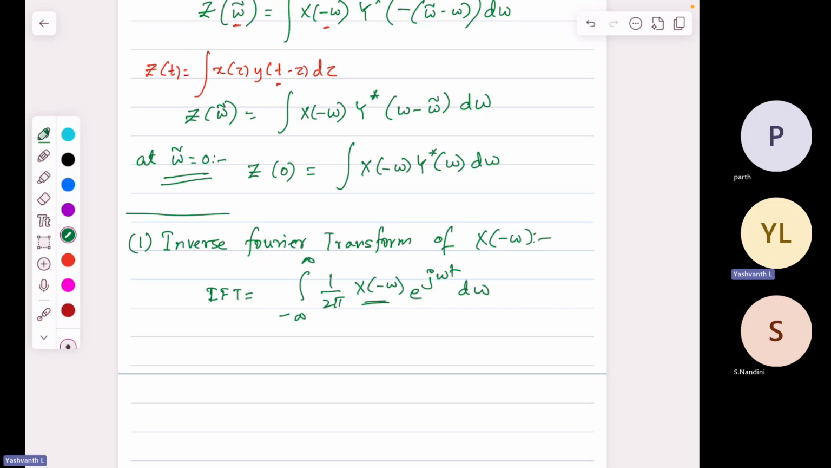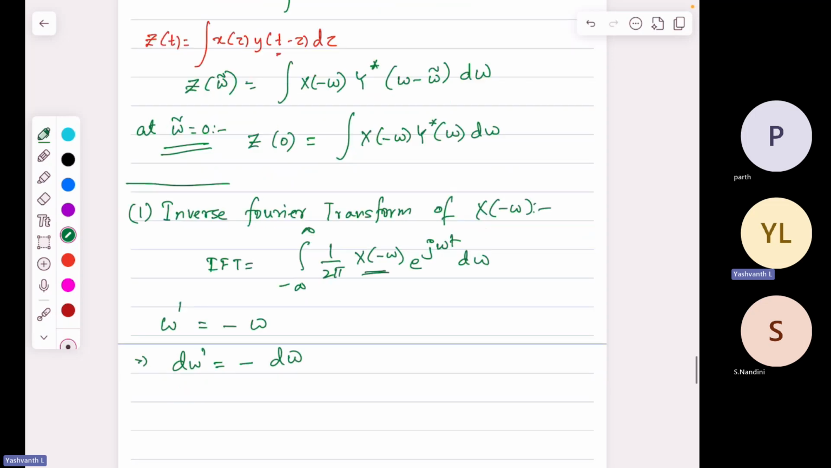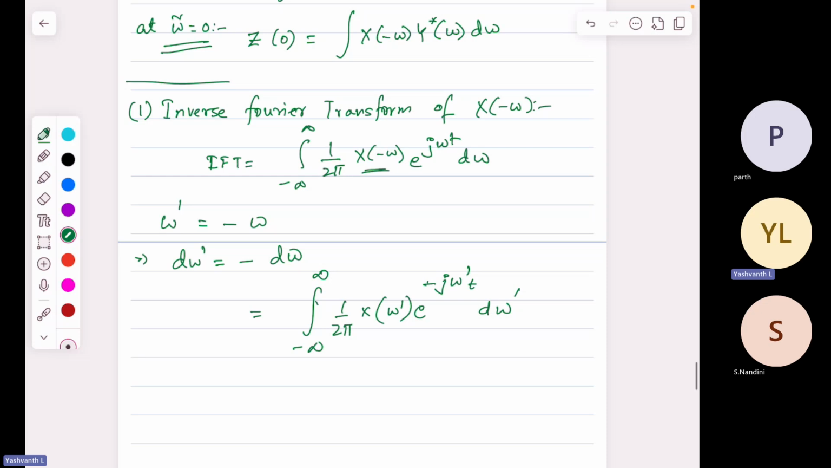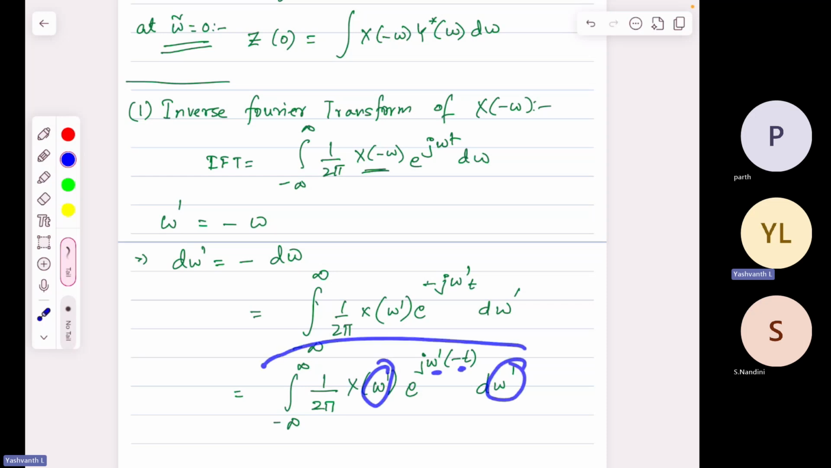Now what I will do is a variable substitution: omega dash defined as minus omega. Therefore, d omega dash is nothing but minus d omega. Therefore, you can show that this integral becomes the integral from minus infinity to plus infinity of 1 by 2 pi, X of omega dash into e power minus j omega dash t, which I can write as the integral from minus infinity to plus infinity of 1 by 2 pi, capital X of omega dash into e power j omega dash of minus t, d omega dash. Now you see, omega dash is just some running variable of the integration.